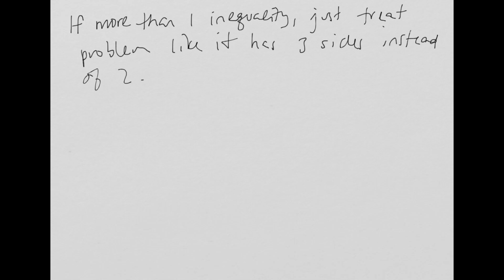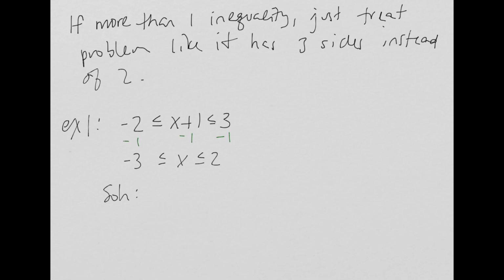So let me do probably 3 examples of this. So example 1, let's look at negative 2 is less than or equal to x plus 1, which is less than or equal to 3. So I want to get my x by itself. So if this was just an equal sign, you'd subtract 1. But now instead of just 2 places to subtract 1, we have 3. So I get a negative 3 here and a 2 here. Now that x is by itself, we can write our answer, negative 3 to 2, including both endpoints.